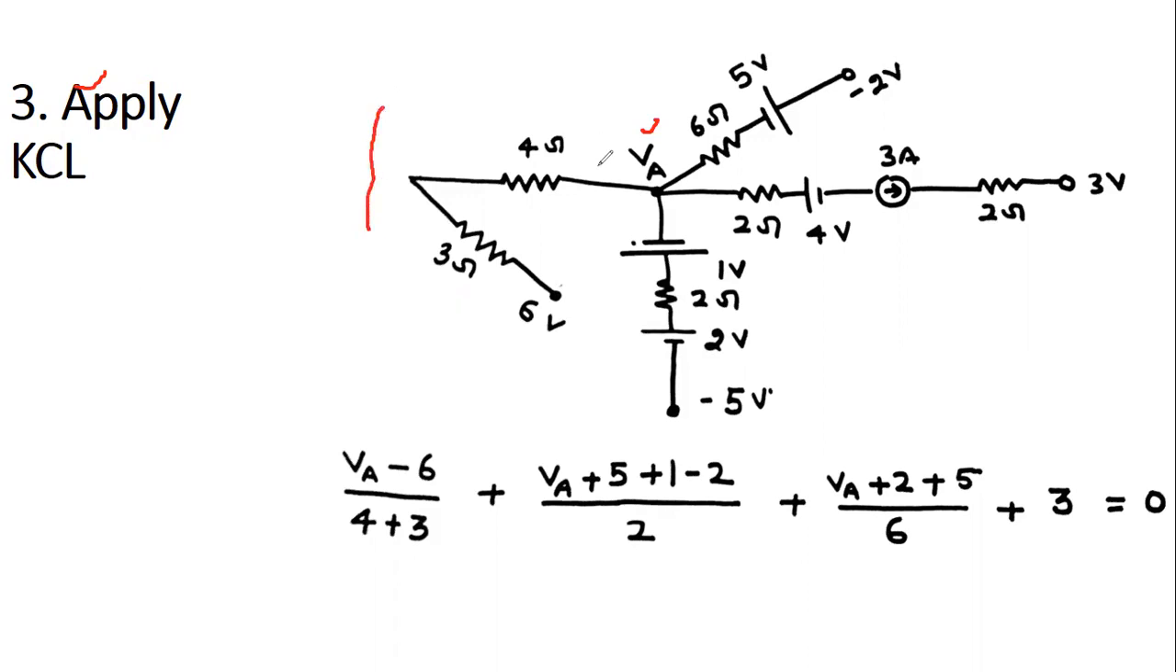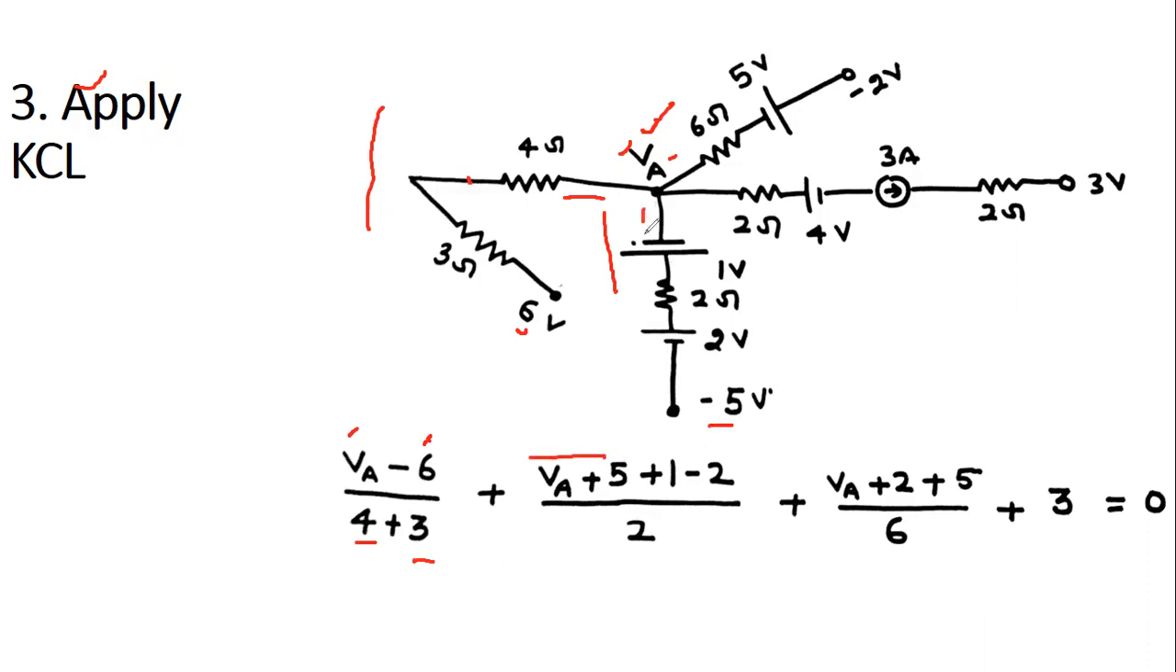So here we have represented a part of a circuit. Now we are applying KCL at this node A. This is the first current in this direction. The potential of this node is VA and this is 6. So the potential difference is VA minus 6 divided by resistance. In this branch, the resistance is 4 plus 3. This is the first current. The second current in this branch: this voltage is VA and this is minus 5. So the potential difference is VA plus 5.